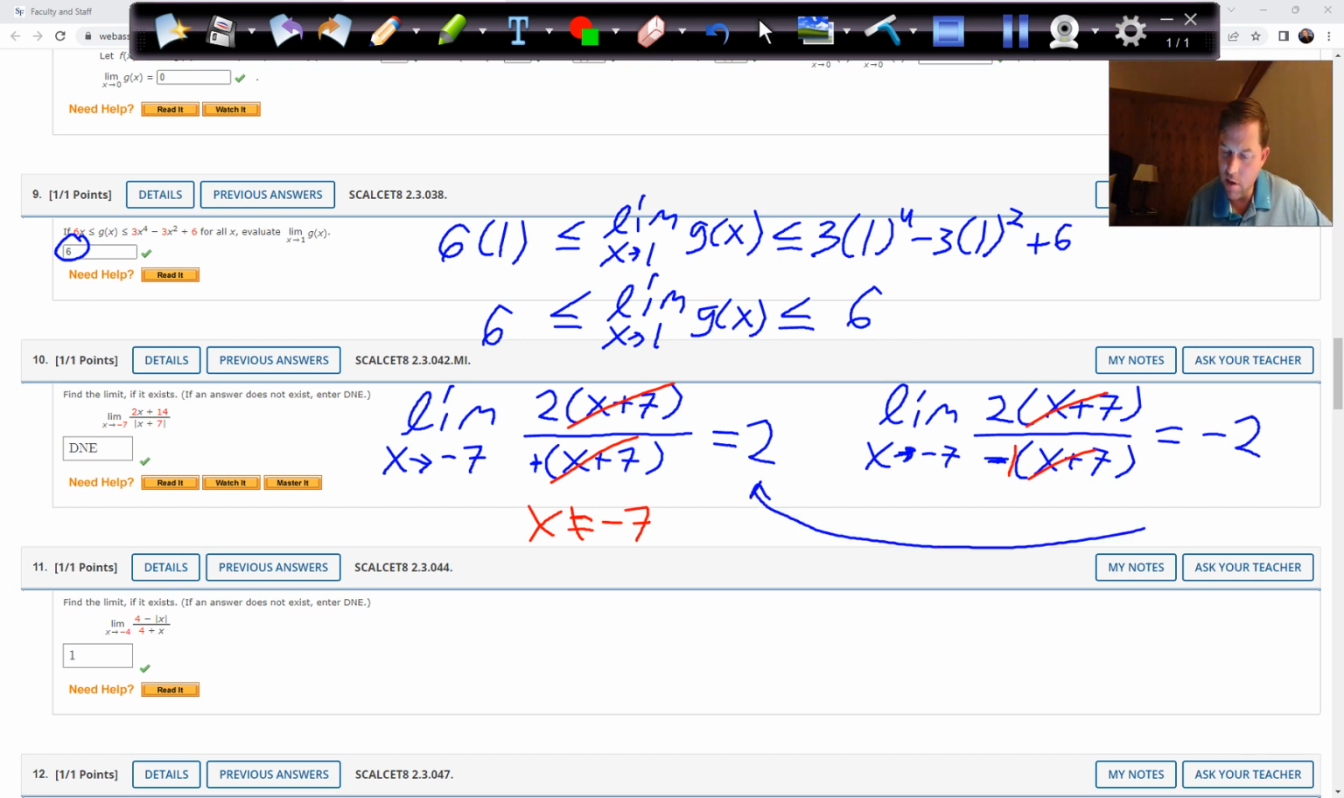Now these are not the same. So because those limits don't approach the same number, we're going to say the overall limit does not exist.